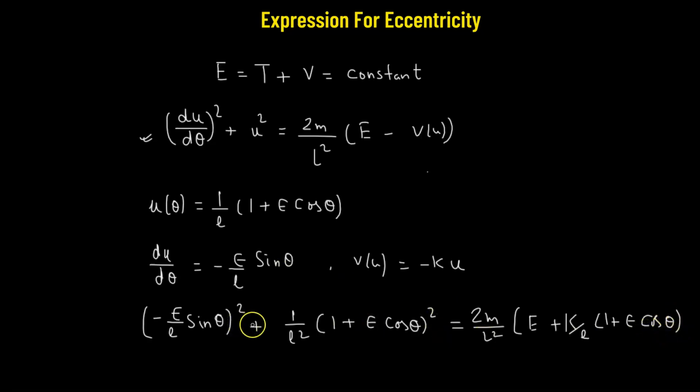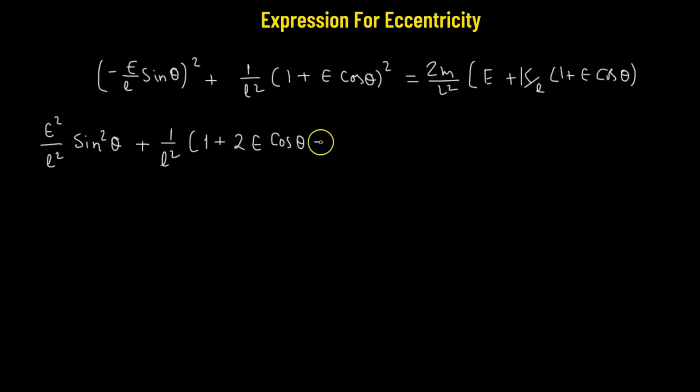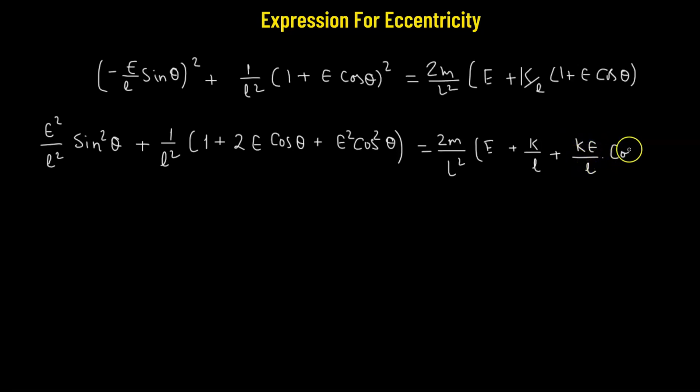So let's simplify this particular equation. So we'll have epsilon squared divided by l squared times sine squared theta, plus we have 1 over l squared multiplied by 1 plus epsilon cosine theta whole squared, which is simply 1 plus 2 epsilon cosine theta plus epsilon squared cosine squared theta, equal to 2m over L squared times E plus k over l plus k epsilon divided by l times cosine theta.